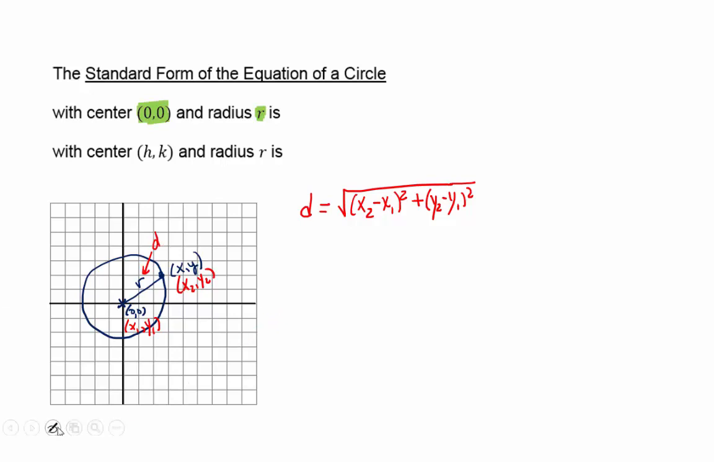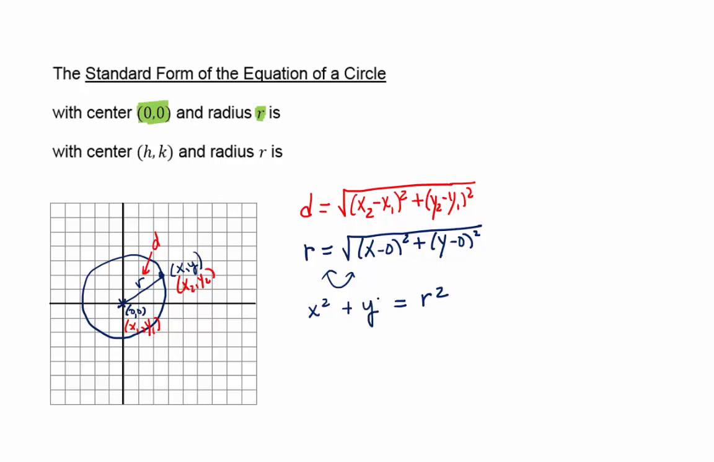So plugging that in, we would get r equals the square root of what? Good. x minus 0 squared plus y minus 0 squared. Good. Now I can simplify this a bit. First of all, I like to switch the sides when I write the equation of a circle. I'm going to square both sides to get rid of the radical. And of course, x minus 0 squared is just x squared. y minus 0 squared is just y squared.